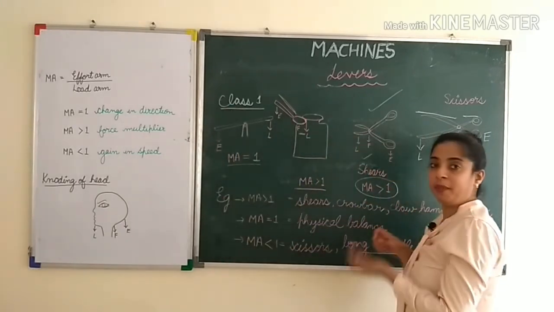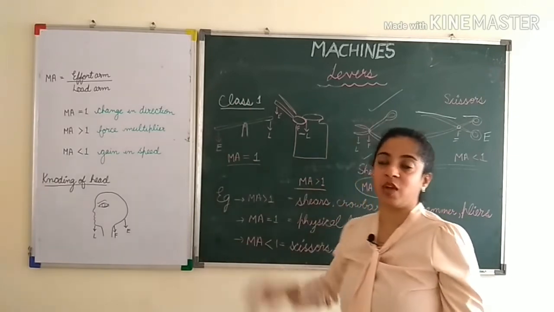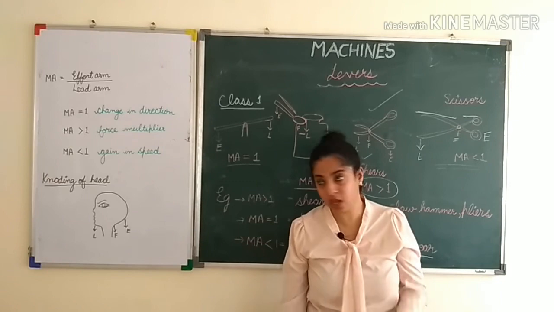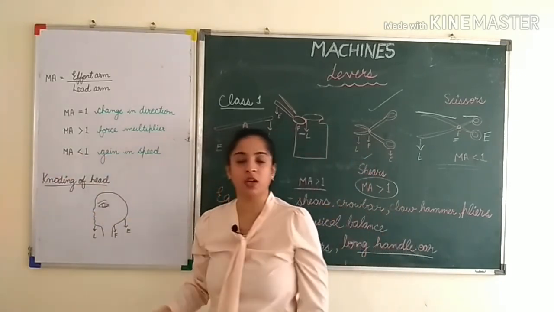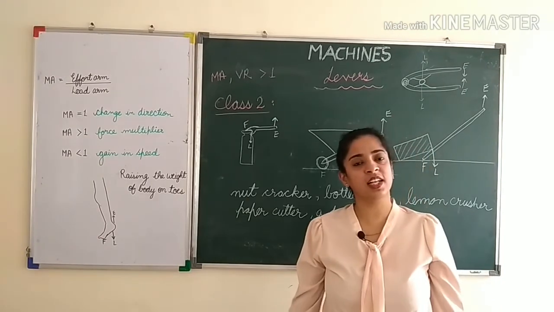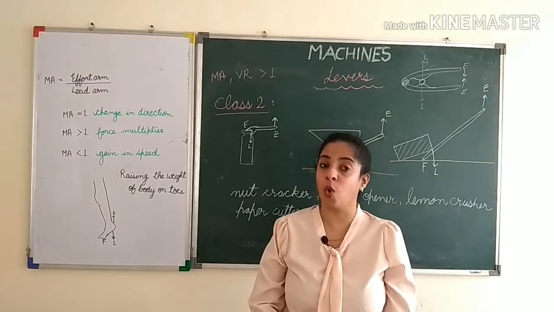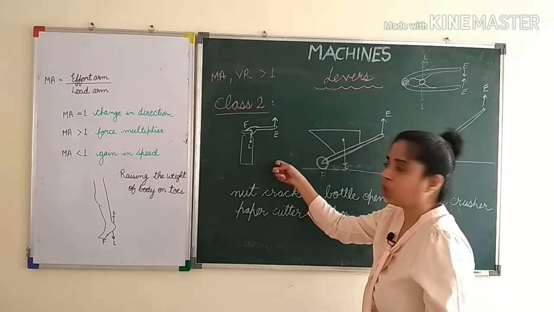So to recap, in class 1 type of a lever, we get all the examples where mechanical advantage is more than 1, equal to 1 and less than 1. And in our body, the example is nodding of head. Now let's study class 2 types of lever. Now in class 2 type of lever, we know that load is in between. So here you can see the bottle opener.